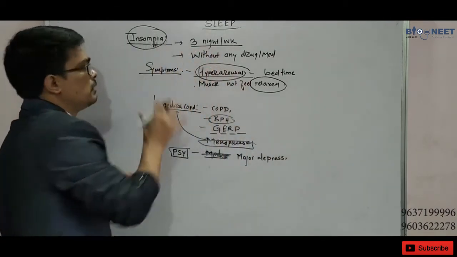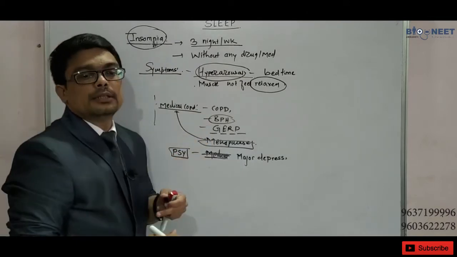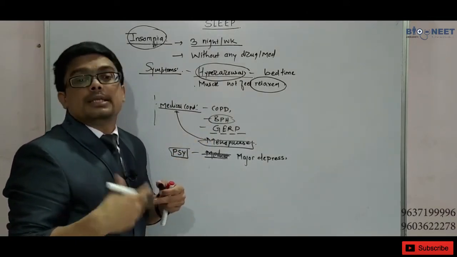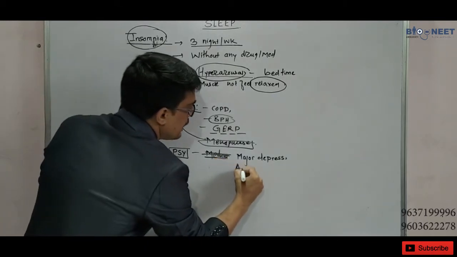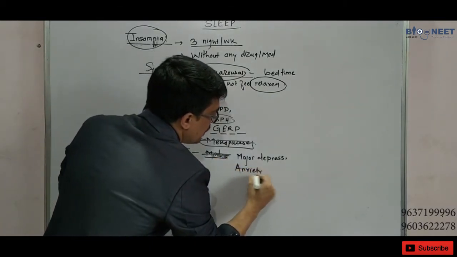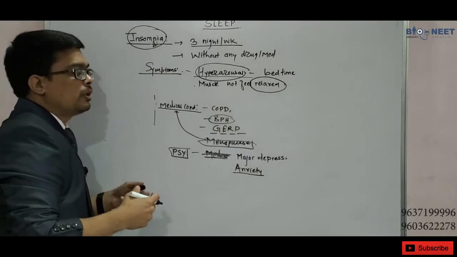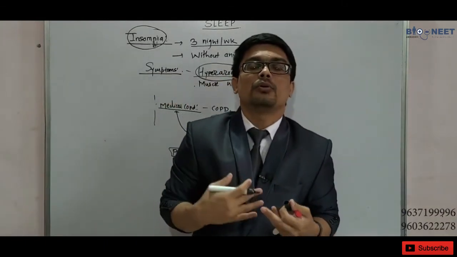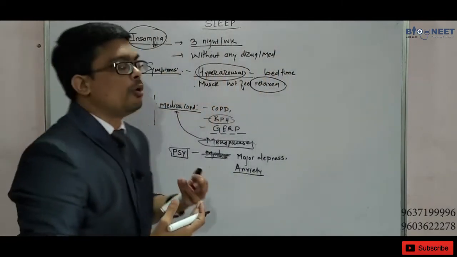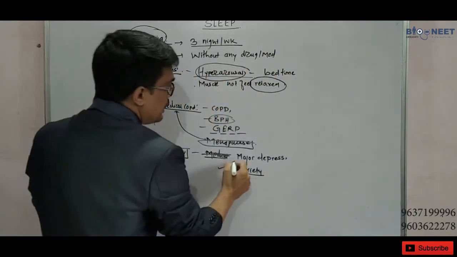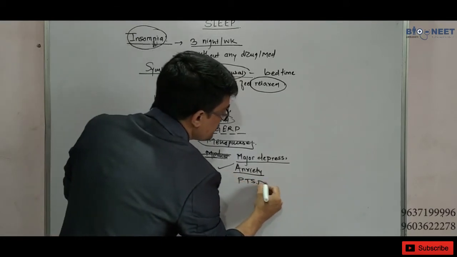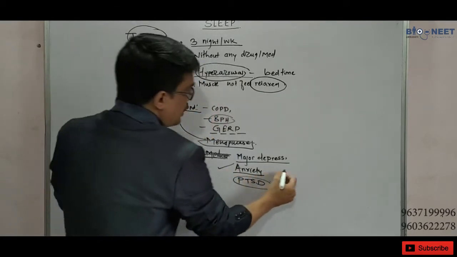So these are the reasons, medical reasons and some psychiatric reasons. Depression, and what is called anxiety disorder. Anxious, tomorrow is the result, and the result might come after 1 month, right? But you cannot fall asleep because you don't know how many marks you are getting. So that is the anxiety disorder, depressive disorder, PTSD, very important, right?